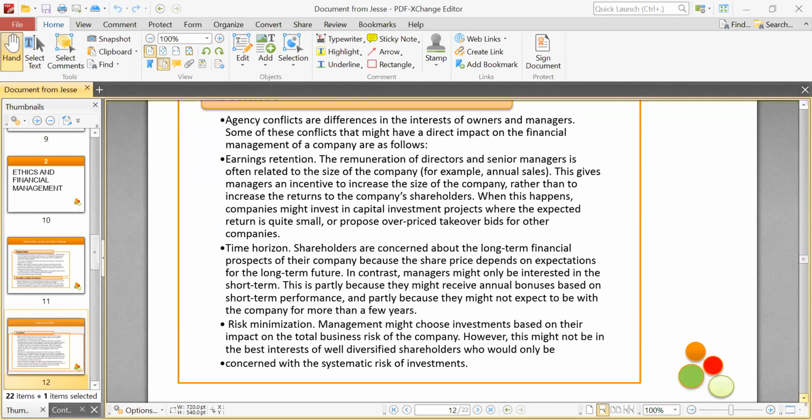Then, in terms of risk minimization, management might choose investments based on their impact on the total business risk of the company. However, this might not be in the best interest of well-diversified shareholders, who would only be concerned with the systematic risk of investments. So managers might go for certain investments in the short term in order to get a high return. That might not necessarily be a good idea for the company as a whole. So that's very, very important.